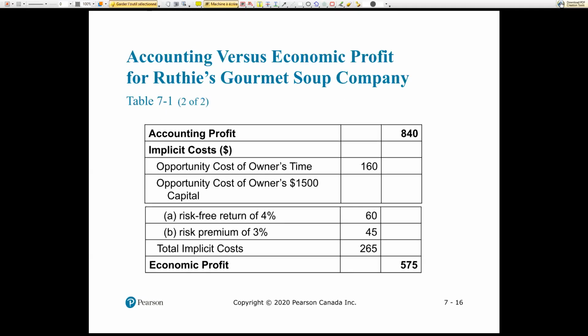All right, so I have a question. Yeah, go ahead. How come the opportunity cost of the owner's capital isn't calculated? The $1,500. So why do you mean it's not calculated? Like it's not being, is that the A and B? Oh, it's not subtracted. Yeah.